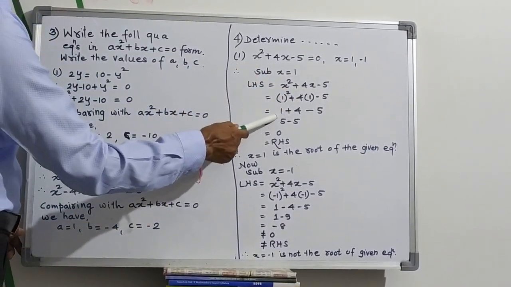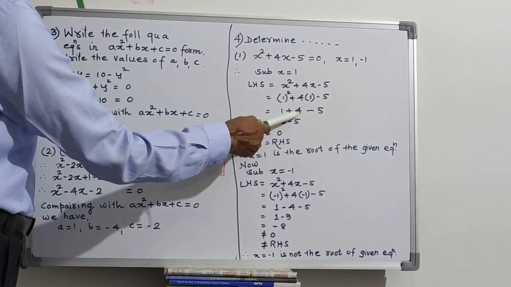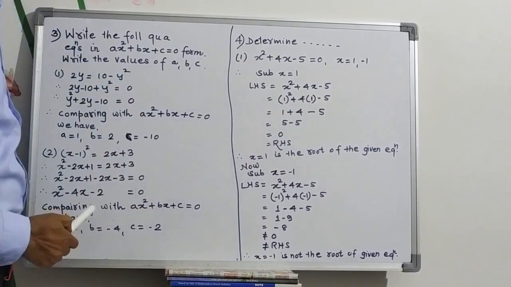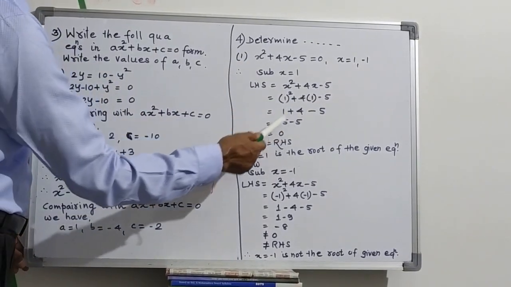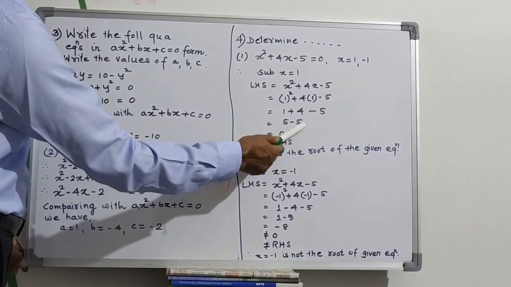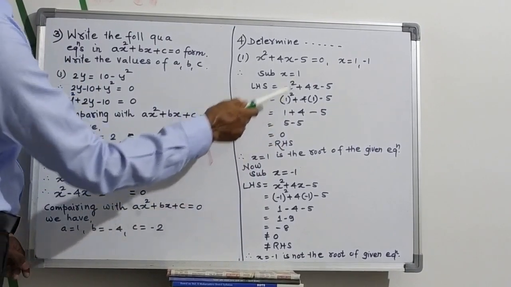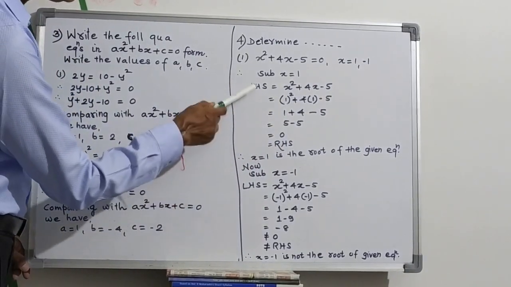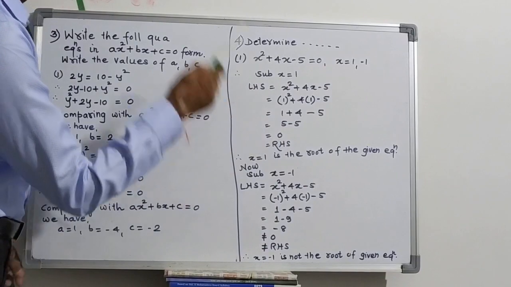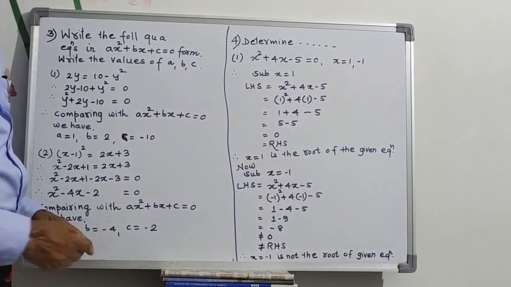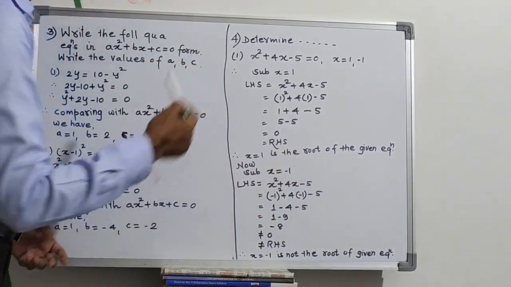1 square is equal to 1. 4 into 1 will give us plus 4 minus 5. 1 plus 5, 5 minus 5. 5 minus 5 will give us 0, and 0 is the value of RHS. So LHS is equal to RHS. Therefore, x is equal to 1 is the root of the given quadratic equation.